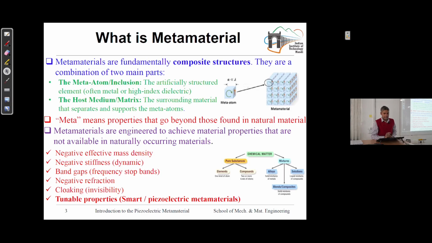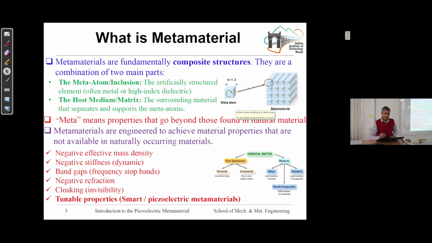So, basically these unit cells are designed in such a way that we can formulate the property of our material according to our requirement. And the host matrix, or host medium, is the same as in the case of a composite structure. Basically this matrix just supports the meta atoms.